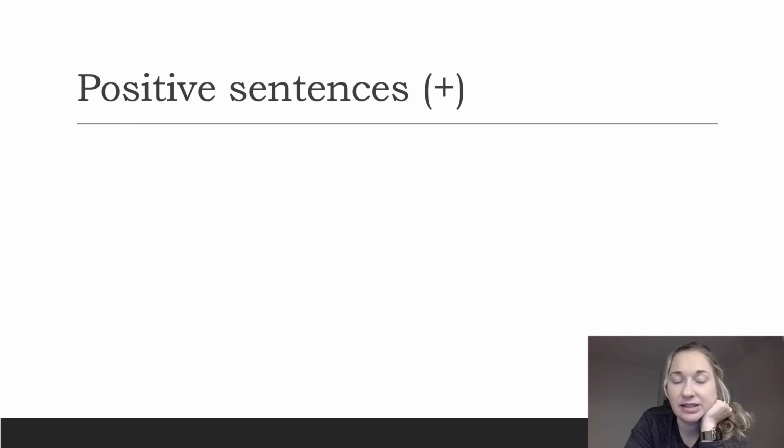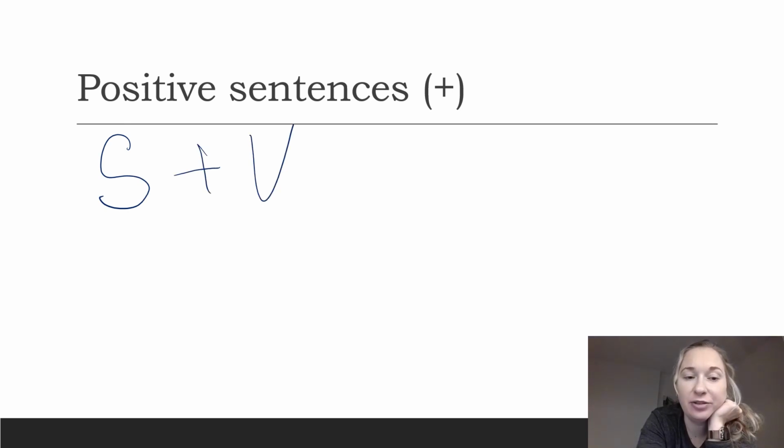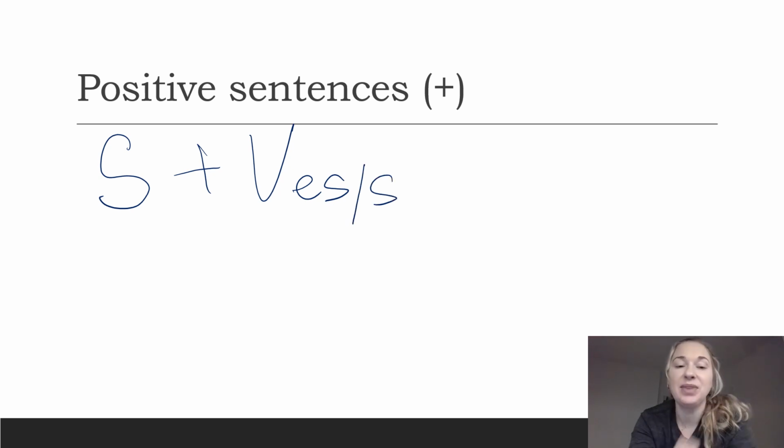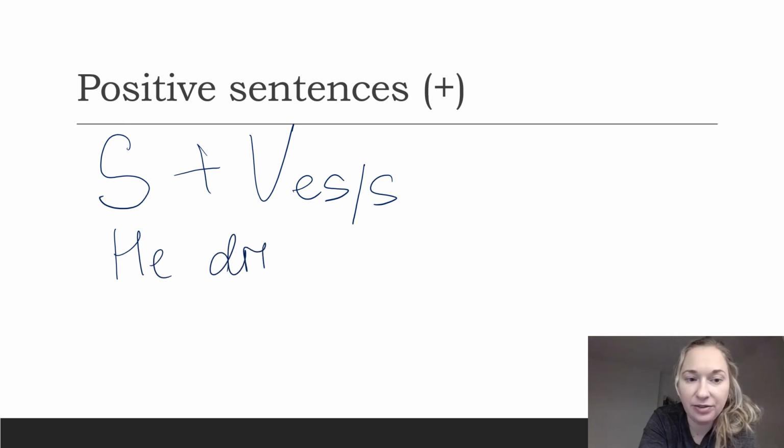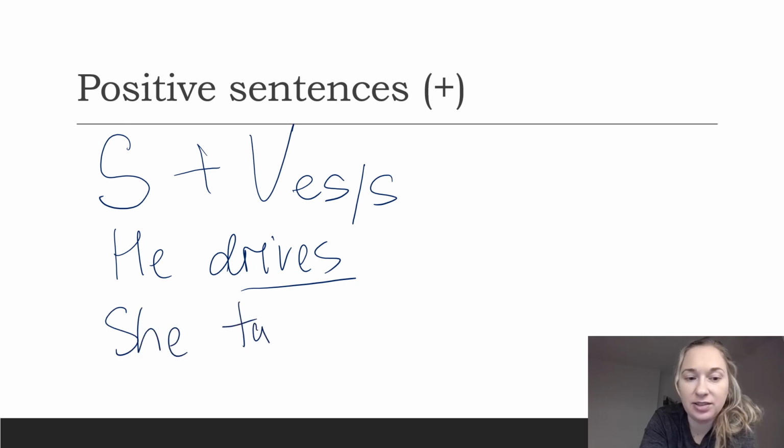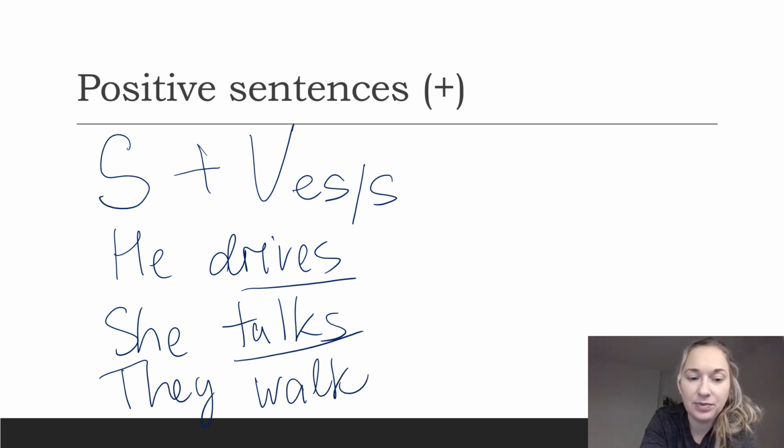So positive sentence, how do we build it? Just like any other sentence in the English language, we need a subject and we need a verb. For the verb, we add an es or an s ending. For example, he drives. She talks. They walk. So you see, we have a verb and we add an s or es ending.